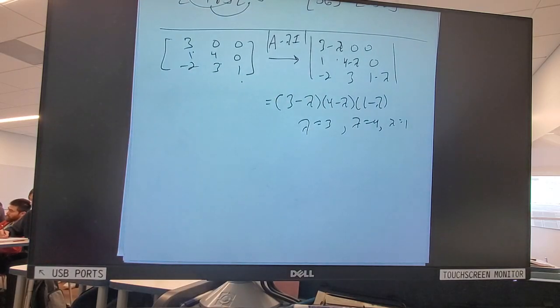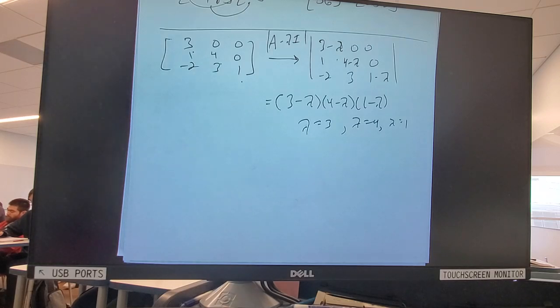Hopefully you all see that if I have a lower triangular or upper triangular matrix, I can get the eigenvalues by just looking at the pivots, looking at the diagonal. You guys coming with me?